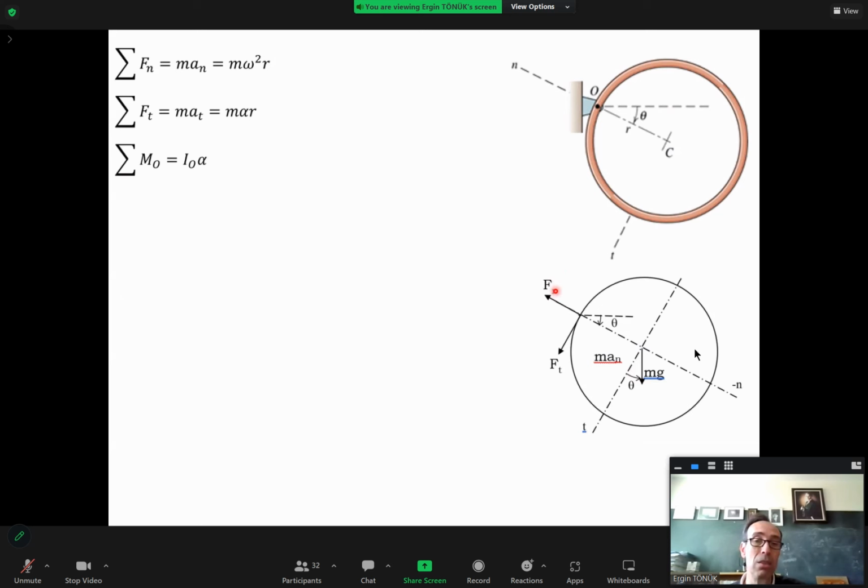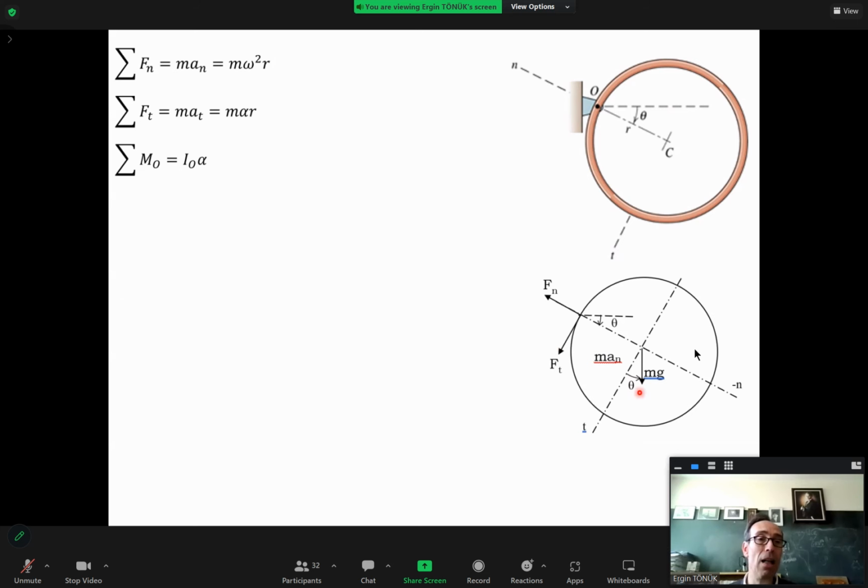So what I do is I assume Fn is along positive n, Ft is along positive t. If I'm mistaken in any one of those, it will turn out to be a negative number, okay? And most probably, at least Ft would be negative. Why? Because it should be balancing mg. But I don't care, okay?